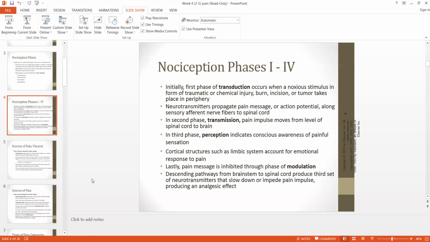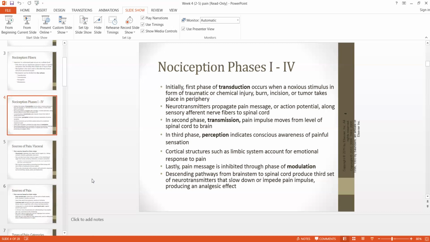So we're hurt. The second phase is the transmission, where that impulse moves to the spinal cord and then to the brain, from the periphery to the spinal cord. So that's the transmission. We could maybe stop the pain moving in this transmission phase. And then we have the perception, where we are aware of it.